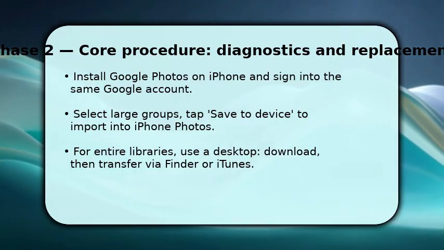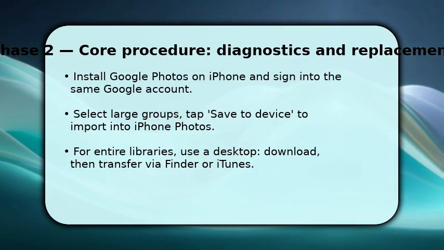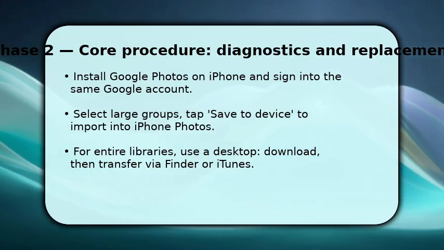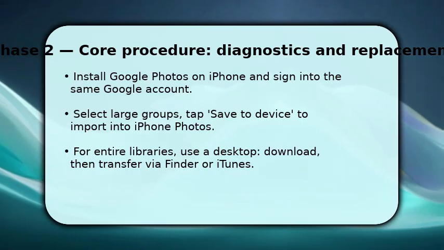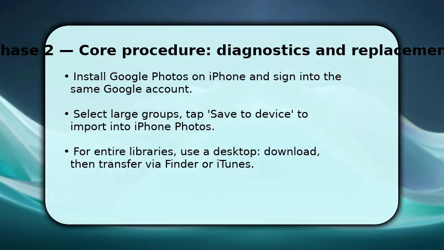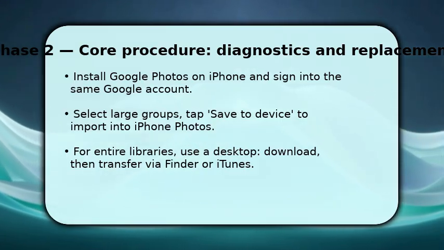If you have thousands, use a desktop. Download the full set from Photos.Google.com, then connect the iPhone and sync via Finder or iTunes. Make sure iPhone has enough free space before bulk importing to avoid failure.